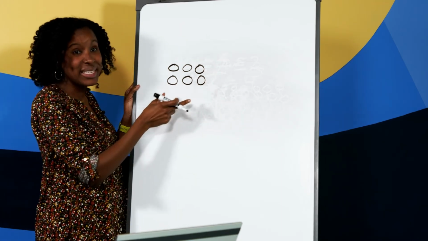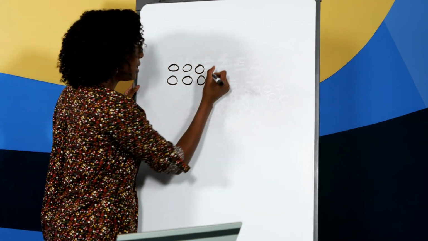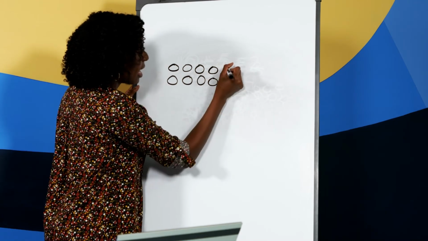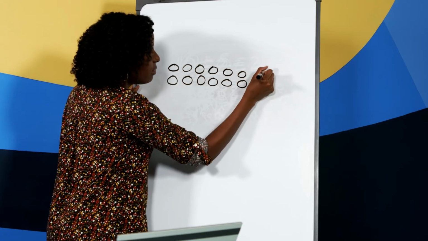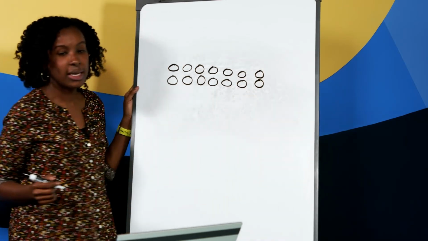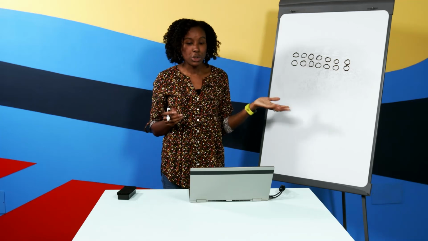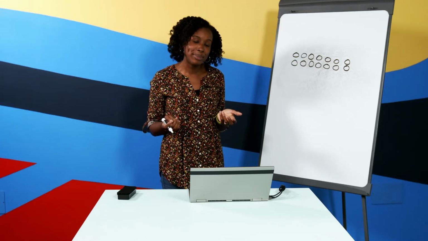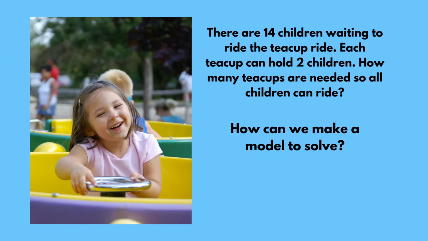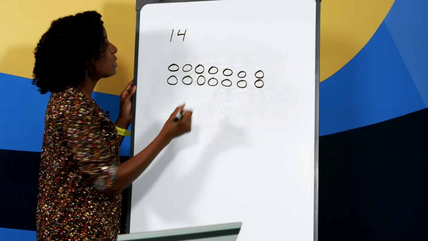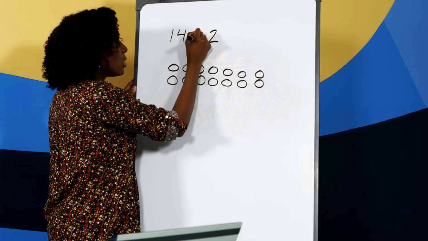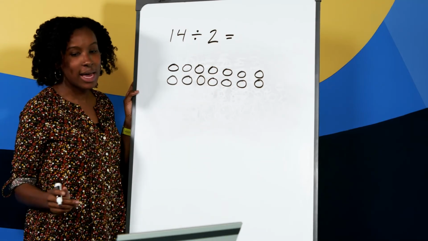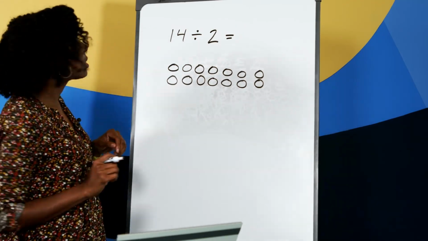Like right here, I can look and see that there are 6, but I need to draw 14. That's 8, 10, 12, and 14. So we've got those 14 children who are waiting to ride. What else do we know? That each teacup can hold 2 children. I want to record those important numbers too. 14, and each teacup can hold 2. Our division equation here is going to be 14 divided by 2. Let's work to solve that.